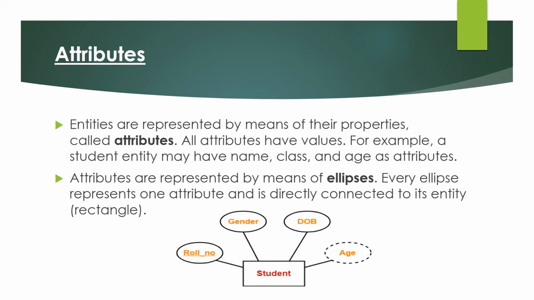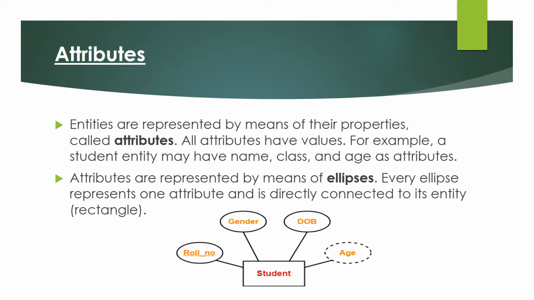Now the next element is the attributes. Entities are represented by means of their properties called attributes. All attributes have values. For example, a student entity may have name, class and age as attributes. As we have discussed earlier also, attributes are the properties that define the particular object. Like for example, if we have a student entity, then the student's name, class or age are all properties with the help of which we are able to recognize that particular student.